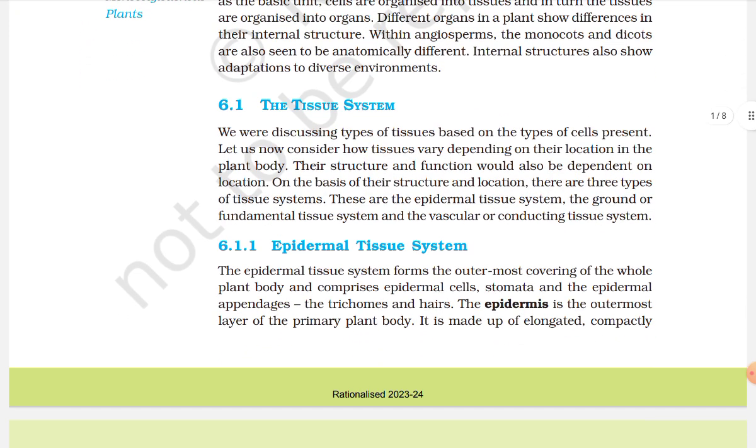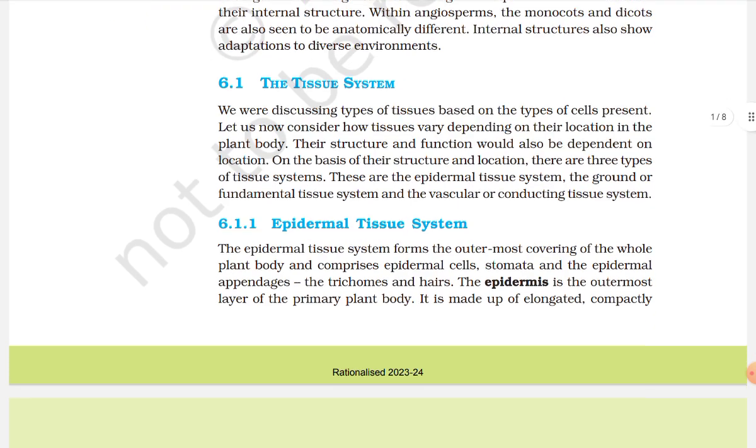The tissue system. We were discussing types of tissues based on the types of cells present. Let us now consider how tissues vary depending on their location in the plant body. Their structure and function would also be dependent on location. On the basis of their structure and location, there are three types of tissue system. These are the epidermal tissue system, the ground or fundamental tissue system, and the vascular or conducting tissue system.